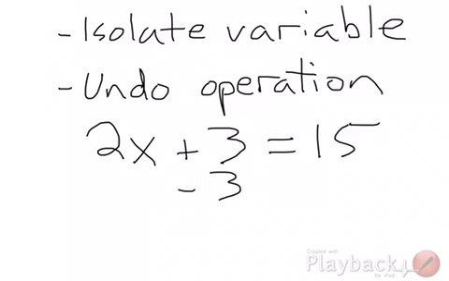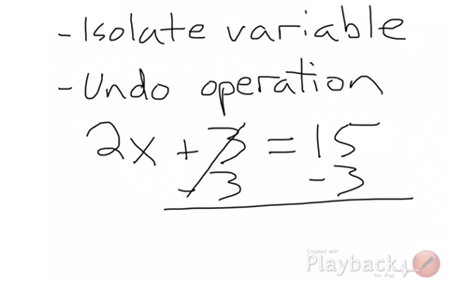We get rid of the plus 3 by subtracting 3. And just like always, what you do to one side, you must do to the other. We have to maintain the balance of the equation, or else it's not equal. So I have to take away 3 here, plus 3, minus 3, that cancels out to 0. That leaves us with 2x. So I have 2x equals 12, and now it's just a simple one-step equation.